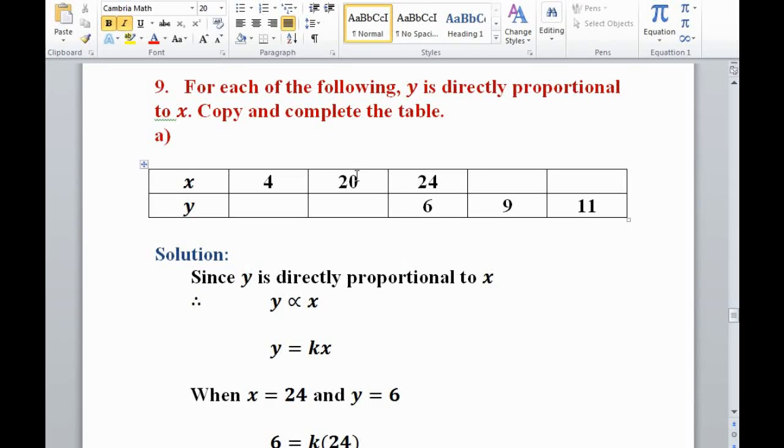New Syllabus Mathematics, 7th edition, Book 2, Exercise 1A, question number 9. For each of the following, y is directly proportional to x. Copy and complete the table.